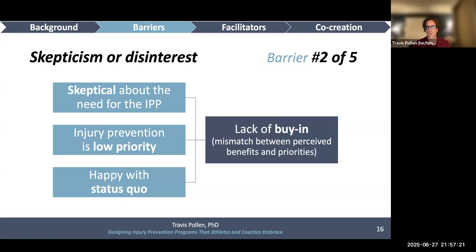They might be happy with what they're already doing with their status quo. They might say, oh, we're already doing prevention exercises or similar exercises to what you're describing. So in general, there's this mismatch between the benefits that the athletes and coaches perceive that injury prevention will have for them and their priorities, all of which leads to a lack of buy-in on the athletes and coaches' part.